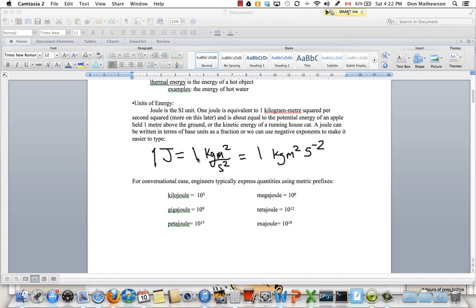Now, in addition to these base units, we will also use a lot of metric prefixes. So these we'll probably give you a list, but you should probably learn to commit them to memory. For instance, thousands is kilo, mega is millions, 10 to the 6, giga is billions, 10 to the 9, and then the higher ones, tera is trillions, peta is 1,000 trillion, and an exajoule is a billion billion, is 10 to the power of 18.